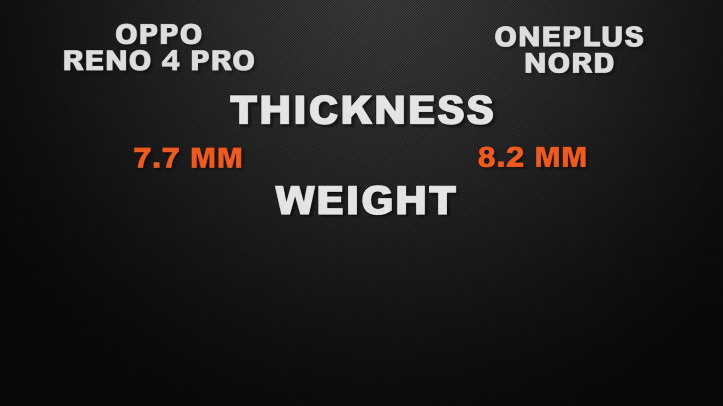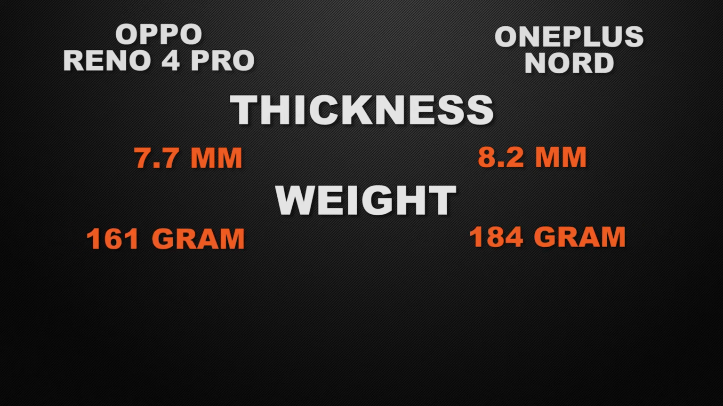Talking about the weight of the devices, Reno 4 Pro has 161 grams of weight and Nord has 184 grams of weight. So the winner here is Reno 4 Pro because of the lighter body.